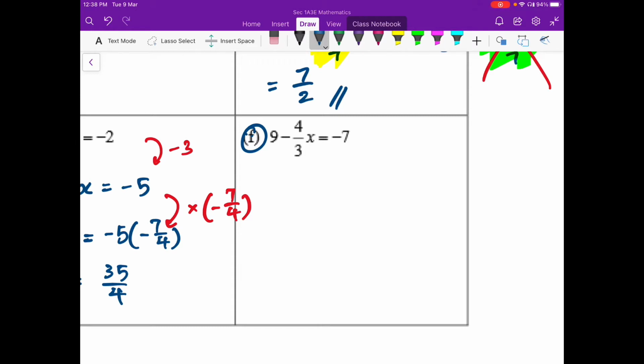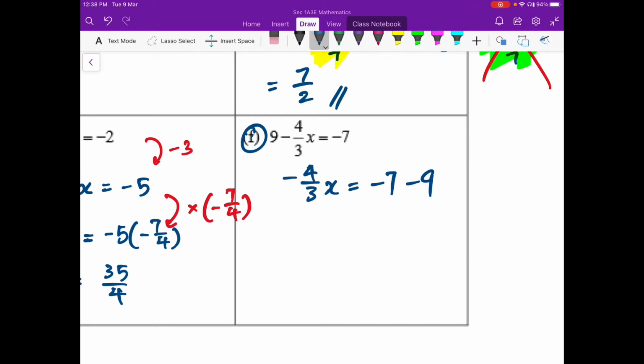If you subtract 9 on the left hand side, you're left with negative 4 over 3x. On the right hand side, negative 7 minus 9. I did not say positive 9 bring over, then positive become negative, so you write negative 9. No, I didn't say that. So it works, but you need to know what's happening. What is actually happening is that we are subtracting 9 on both sides.